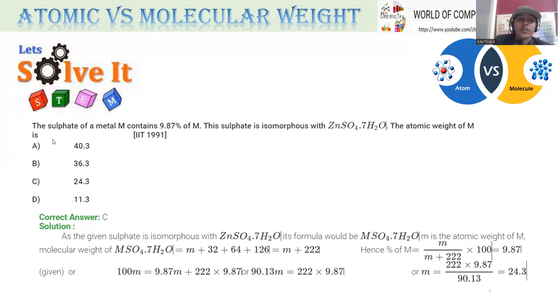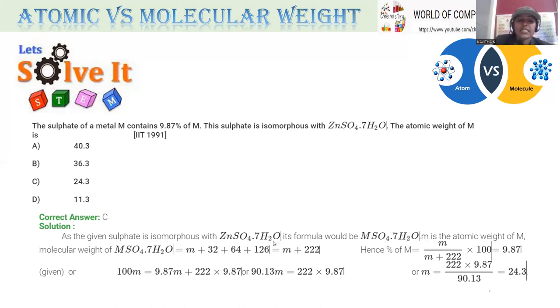Right? Another question. The sulfate of a metal contains 9.87% of metal. This sulfate is isomorphous with zinc sulfate 7H2O. What is the atomic weight of M? The metal atomic weight is to be calculated. So here, isomorphous means what? Resemblance will be there. Similarity will be there.